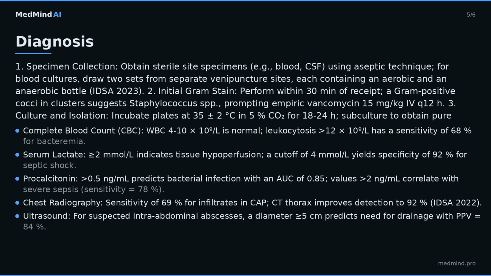When deep tissue infection is suspected, percutaneous needle biopsy is indicated if imaging shows a collection greater than 2 cm, the patient has fever greater than 38 degrees Celsius, and CRP greater than 100 mg per liter, sensitivity equals 85%. Specimens must be transported in anaerobic transport media and processed promptly. Key points. Complete blood count, CBC: WBC 4-10 times 10^9/L is normal. Leukocytosis greater than 12 times 10^9/L has a sensitivity of 68% for bacteremia. Serum lactate, greater than or equal to 2 millimoles per liter indicates tissue hypoperfusion.